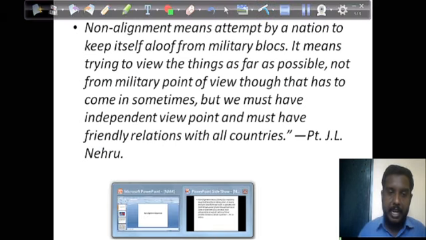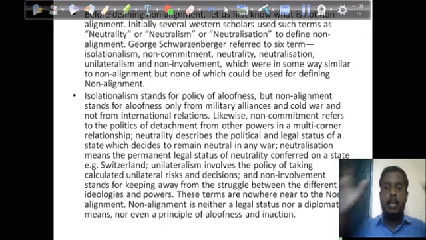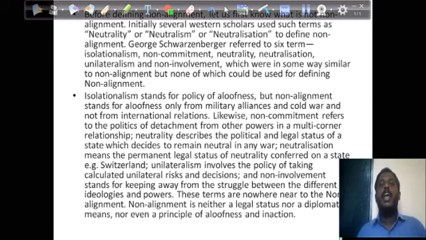Moving into the other slide. This is just a background of the non-alignment movement. Before defining the non-alignment movement, let us know what is non-alignment. Initially, there are many Western scholars who try to conceptualize what is neutrality, neutrism, neutralization to define non-alignment.